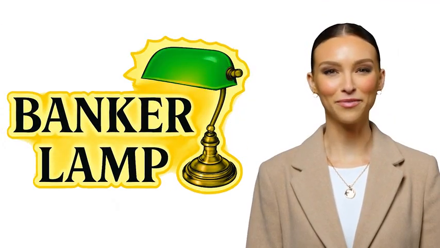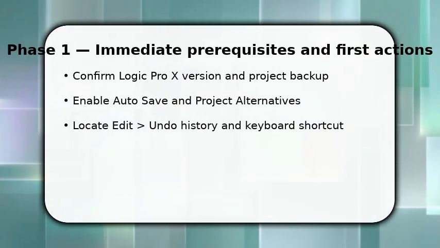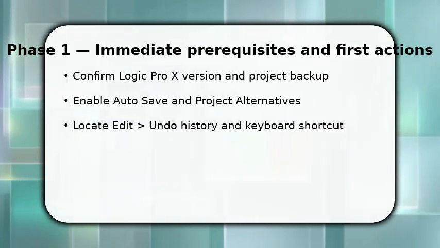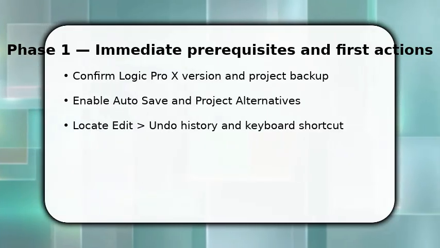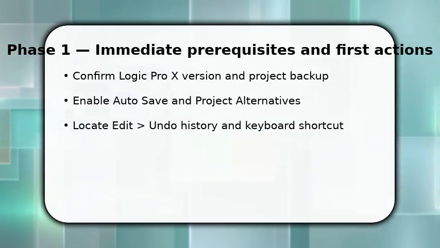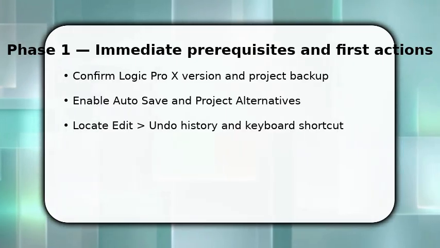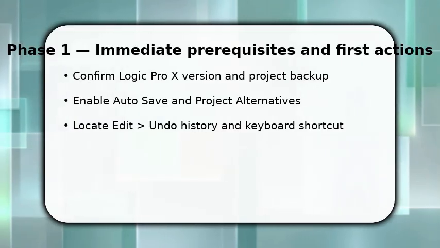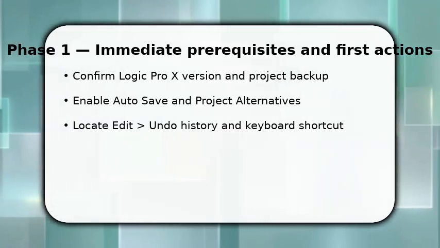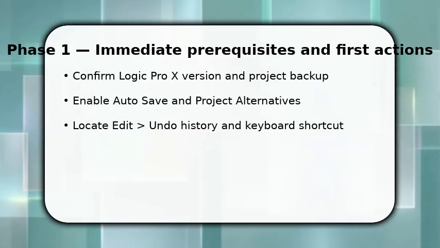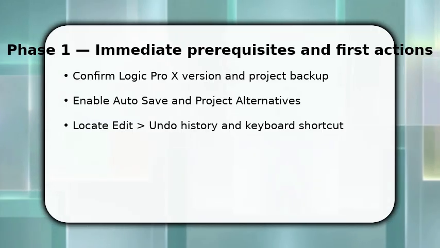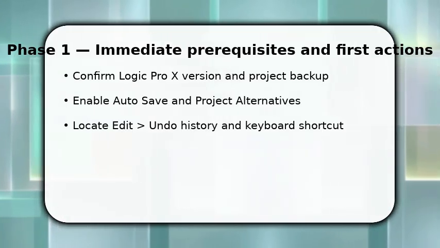Please enjoy the video. You start by confirming your Logic Pro X version and that you have a current project backup. This saves time if Undo doesn't recover what you want. Once done, enable auto-save and create a project alternative so you have a restore point. Next, locate the Edit menu and the Undo history and note the keyboard shortcut. This gives you fast access. You'll now perform the first undo steps confidently because you've reduced risk and prepared recovery options.